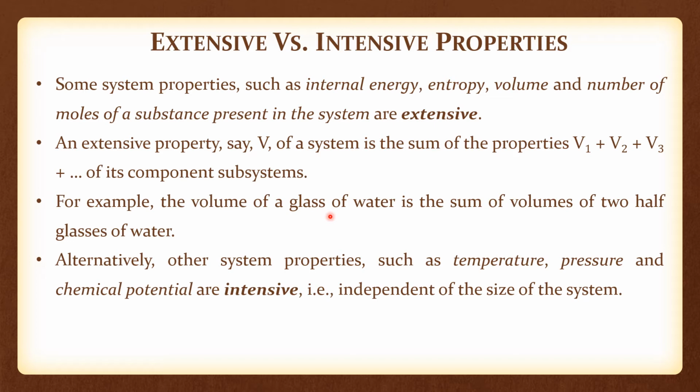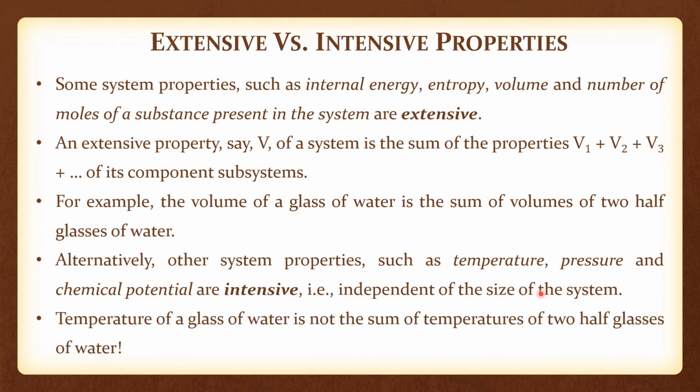Alternatively, there are other system properties such as temperature, pressure, and a term I'm introducing now which is again new, called chemical potential, which we will discuss in a separate lecture, an entire lecture dedicated to chemical potential. These are intensive properties, which are independent of the size of the system. The temperature of a glass of water, for example, is not the sum of temperatures of 2 half glasses of water. In fact, if I took 2 half glasses of water, both at the same temperature, and I just mix the two, the total glass of water will also be at the same temperature. In other words, all 3 temperatures will be the same. It's independent of the size of the system.